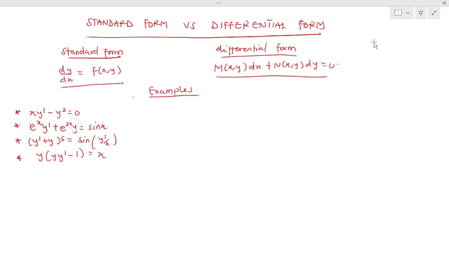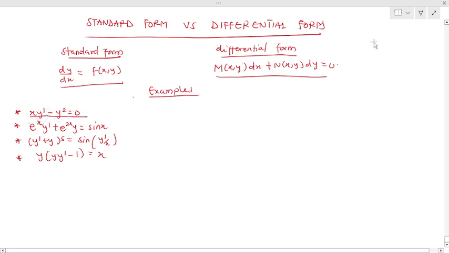Let's get to this example so you understand how to express them very well. I have a couple of examples here, so I'll express both in standard form and in differential form if possible. So let's see. The very first one, I have x y prime minus y squared is equal to 0.